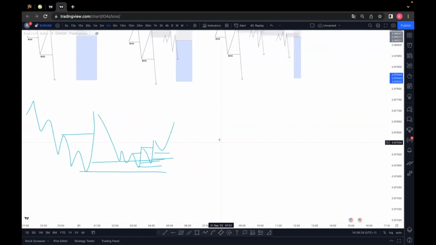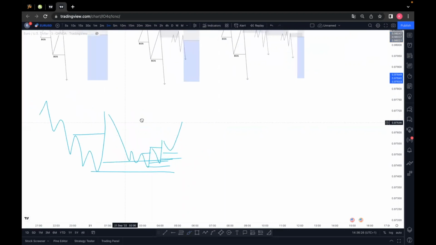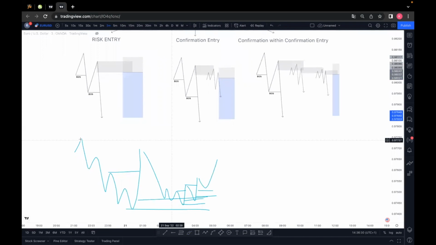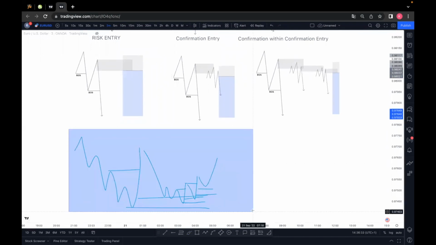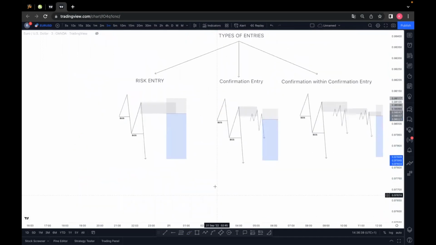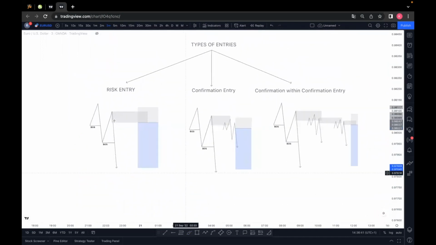Now, what are the confluences that we need to see in order to take a trade? There are three confluences that we want to see. Let me just erase this right here. So just a moment. Okay. So what are the confluences we need to see when it comes to entries? There are three confluences that are very important when it comes to entries.